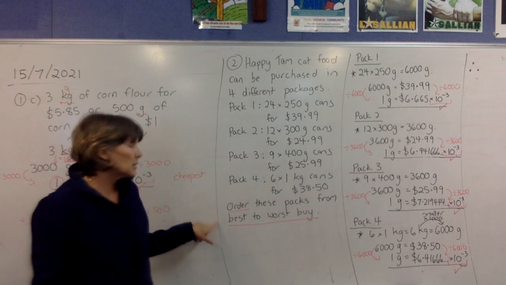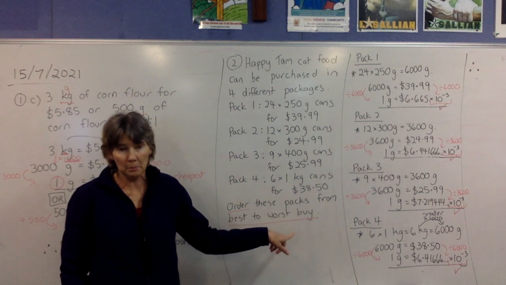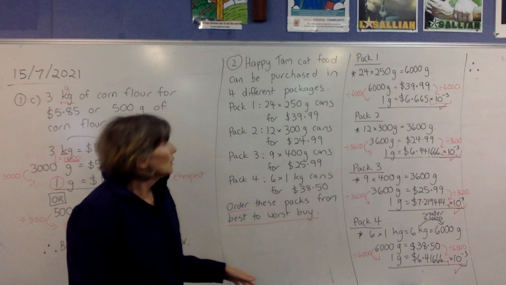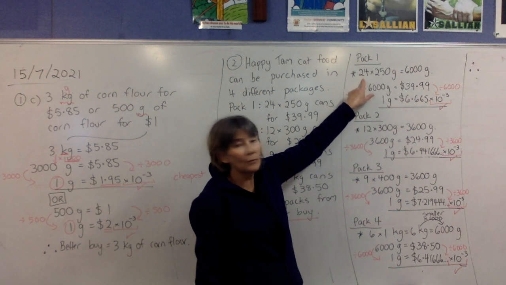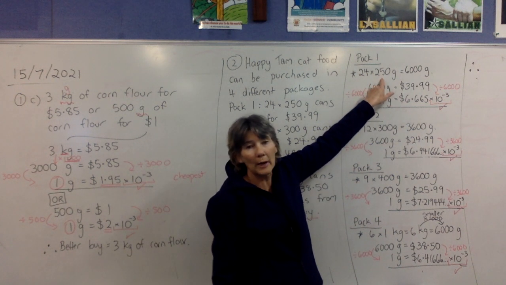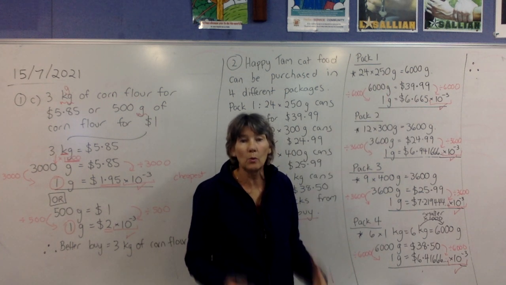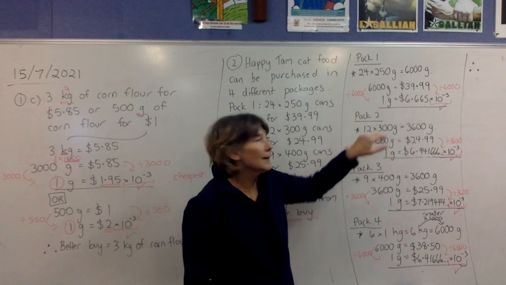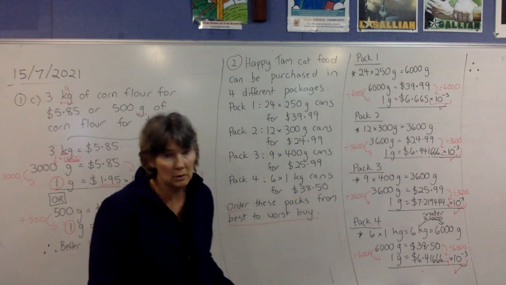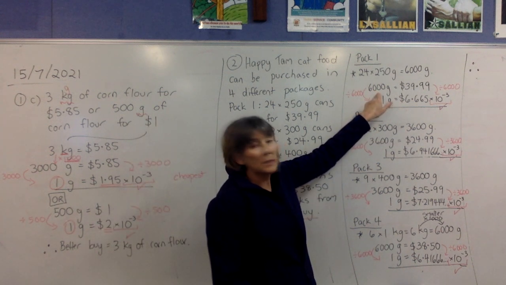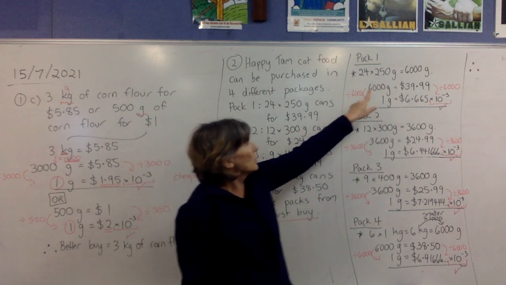Alright, the question asks us to order these packs from the best buy, the cheapest, to the worst buy, which is the most expensive. So I'm going to look at each pack one at a time. So pack 1 has 24 cans with 250 grams in it. Now we need to actually work out what that is as a mass or a weight. So we're going to multiply those out and we can see now that there's 6,000 grams of cat food in that box. So 6,000 grams of cat food is what you're paying for, and that was $39.99.